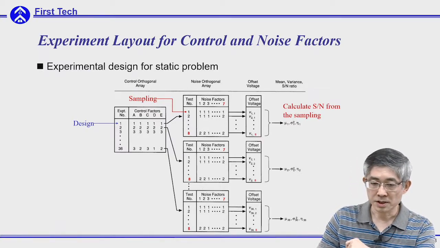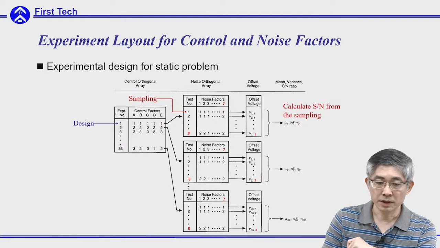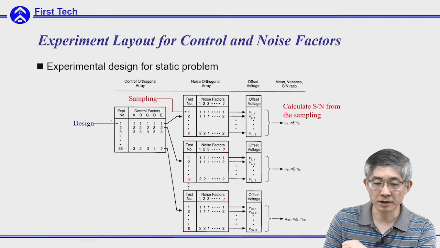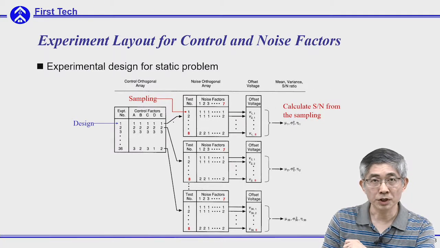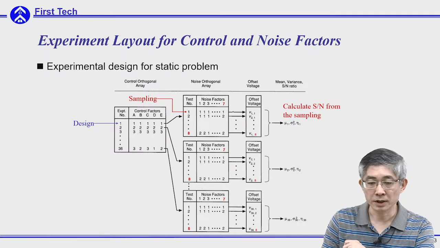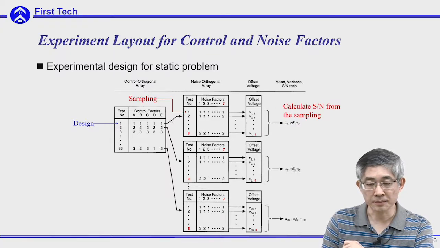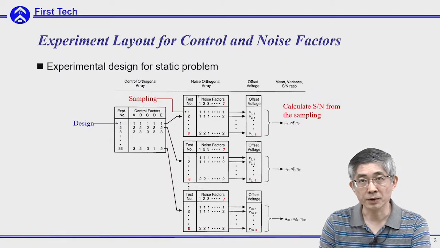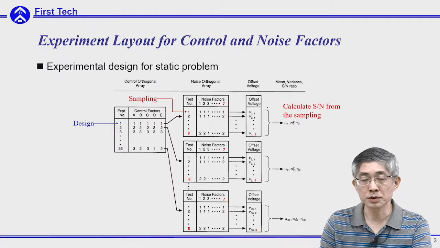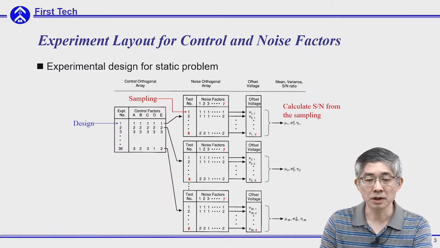As we discussed before, the inner array is for the design factor or the control factor. For each design, we need to do sampling, where we are using outer array to arrange the noise factors to represent the possible sampling for your design. And from the outer array, we can calculate the mean output and standard deviation and therefore estimate the SN ratio of your design.